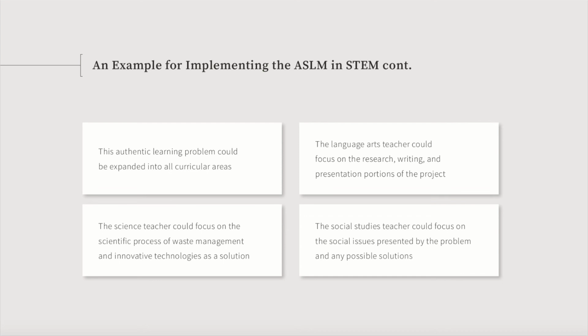The following is an example that shows how a team of teachers from different content areas could work with the math teacher on this project and work with their students to solve the area that applies to their content. Each teacher should ensure that they are teaching the required standards that apply to their grade level and subject. After applying grade level standards, the science teacher could focus on the scientific process of waste management and innovative technologies that the students could use to solve the problem.